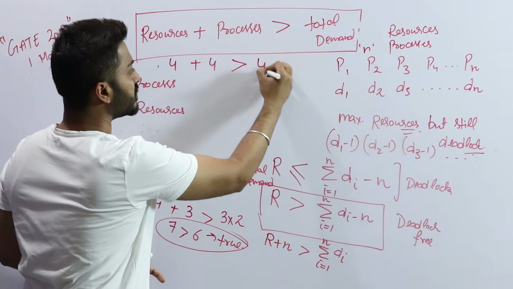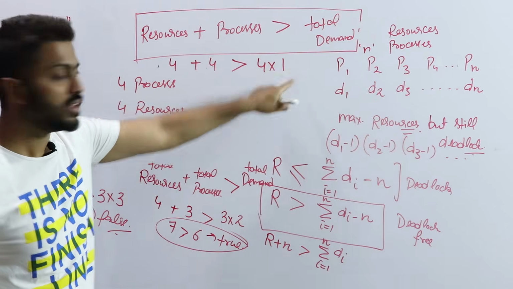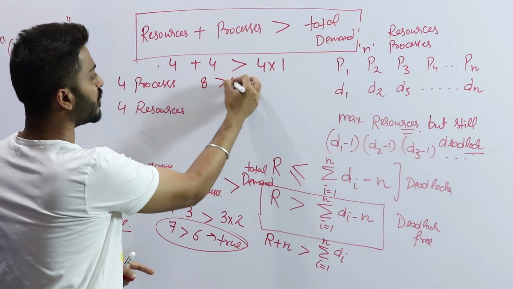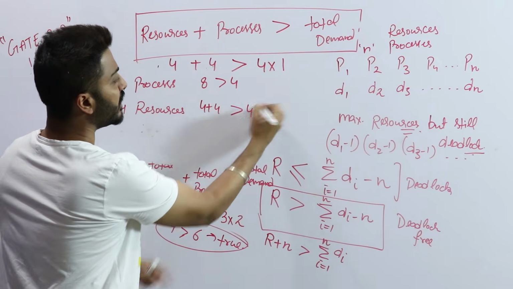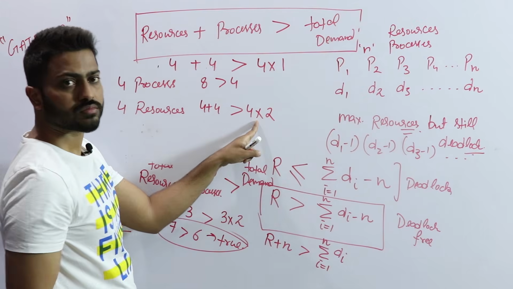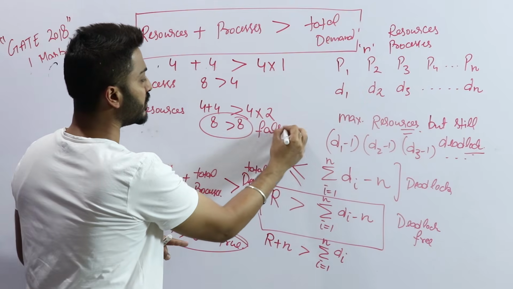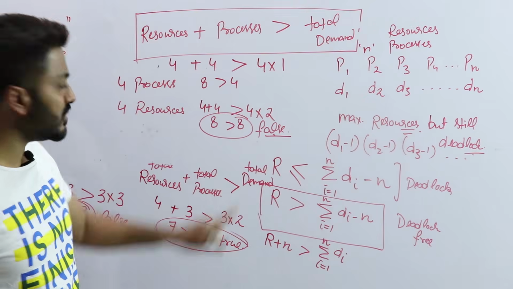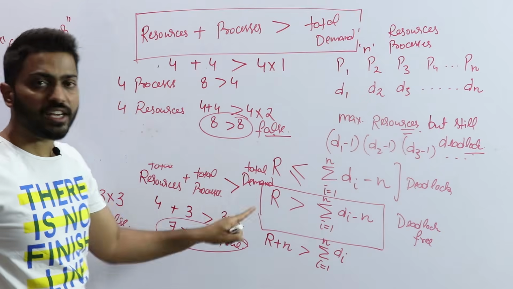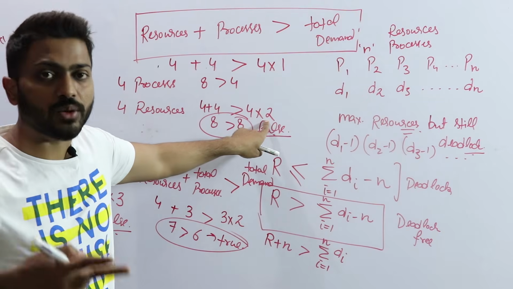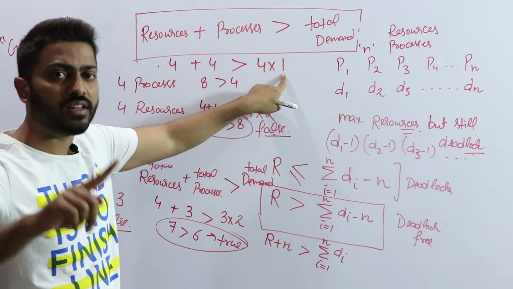So if each process demands 1, then 8 is greater than 4. This is valid. Try to increase the demand. 4 plus 4 is greater than, each process demanding 2? So is 8 greater than 8? This is false. So this is a very important formula. If I have 4 processes, 4 resources, and each process demands 2 to get executed, this is false. There will be a deadlock. But if every process demands only 1, there will be no deadlock.